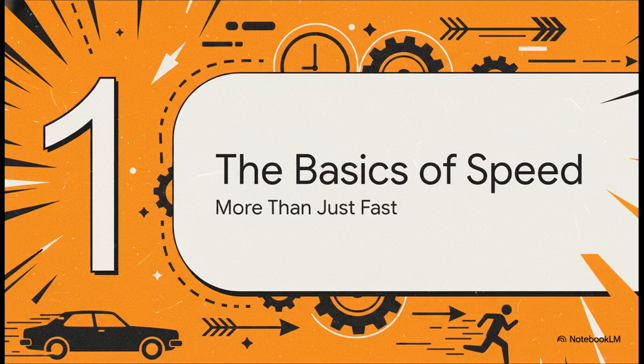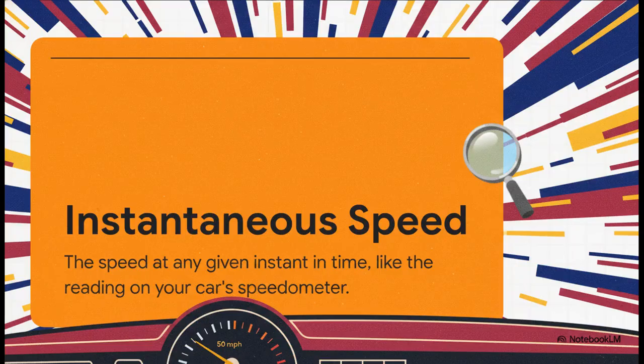All right, so to really get the difference, let's start with the one we all think we know from our everyday lives. Let's break down the basics of speed. So when you glance down at your speedometer, what you're seeing is your instantaneous speed. It's literally how fast you are going in that single instant, whether you're flying along at 50 miles per hour or you're stopped at a red light reading 0.